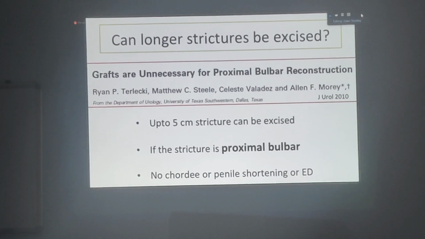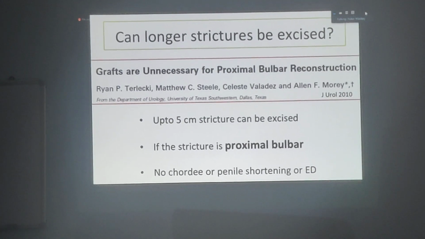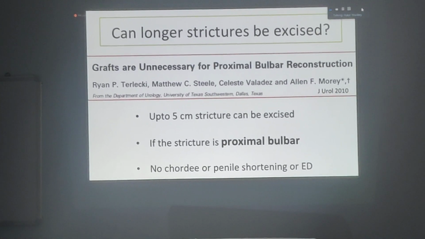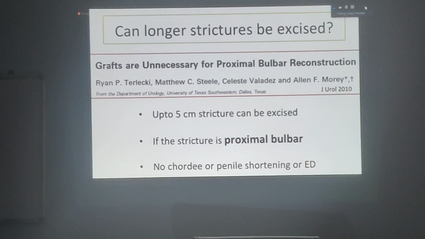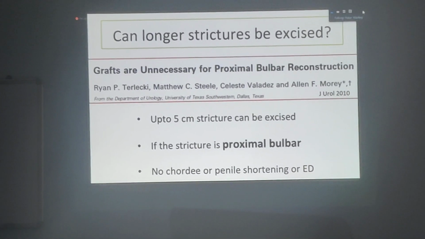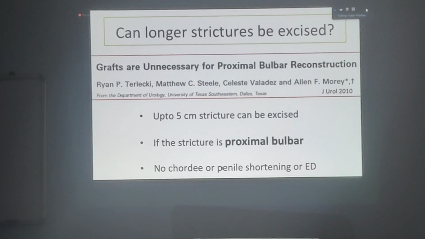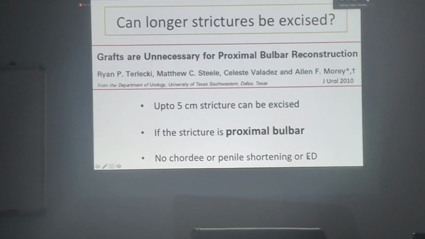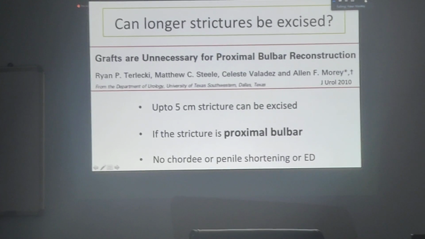In another paper from the United States by Alan Murray, they showed that even 5 centimeter long strictures can be excised, provided the stricture is located in the proximal bulbar urethra. They couldn't do a good anastomotic urethroplasty if the bulbar stricture was located distally. In this series, there was not even a single case of chordee, penile shortening or erectile dysfunction, even when they excised strictures up to 5 centimeters in length.